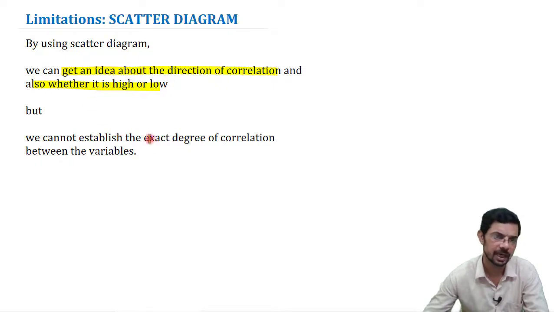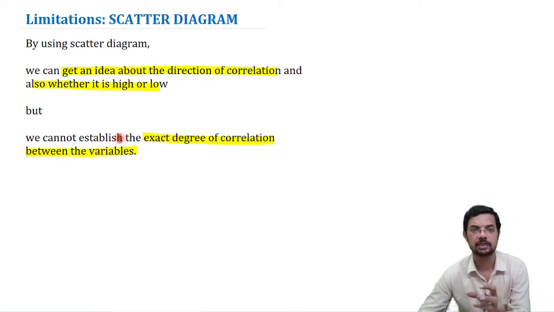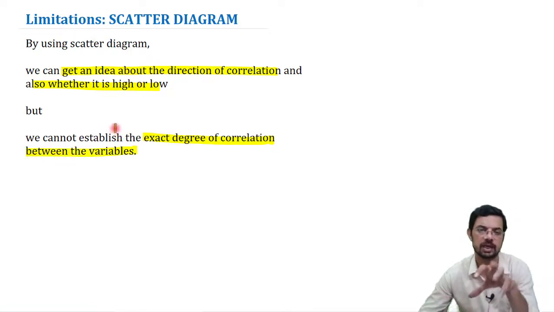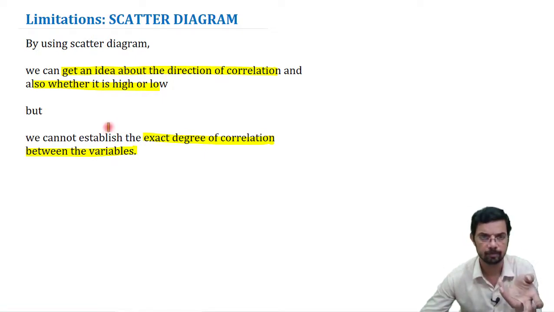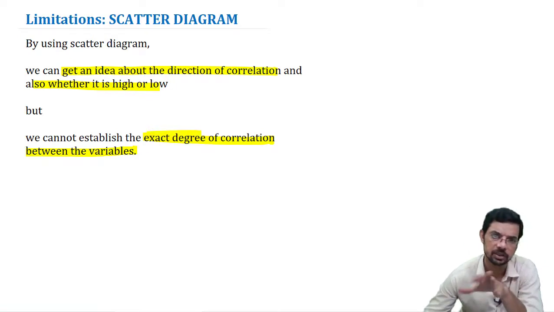Okay, we cannot exactly determine the degree of correlation. We cannot determine the level, the exact degree of correlation. We can just know the direction of correlation, whether it is high or whether it is low. We cannot know the exact degree of the correlation. These are the limitations of scatter diagram.